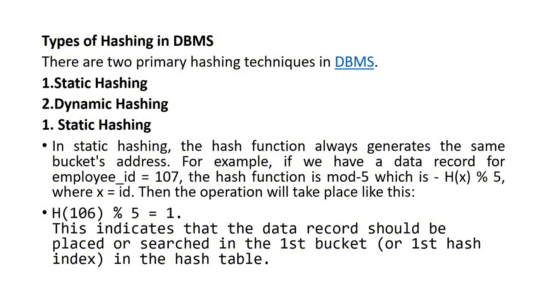So here the value is 5, so we have only 5 records. The hash function always generates the same bucket address. For example, if we have a data record for employee ID equal to 107, the hash function mod 5 will give the result of where that ID is placed. So suppose 106 divided by 5, that is the mod value 5, gives 1. So this indicates the data record 106 should be placed or searched in the first bucket.